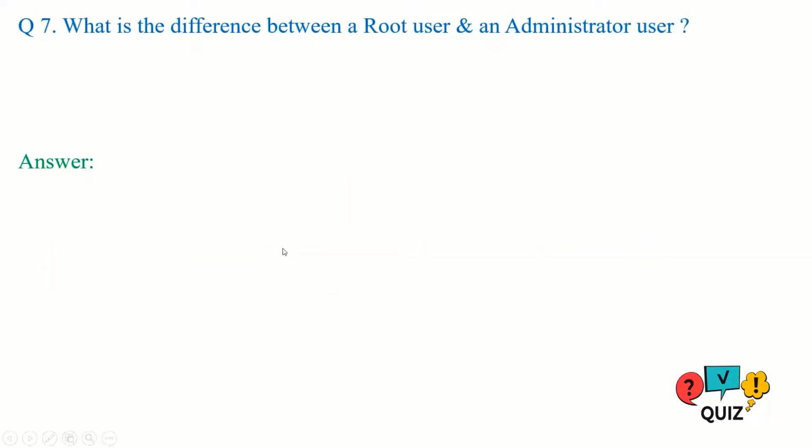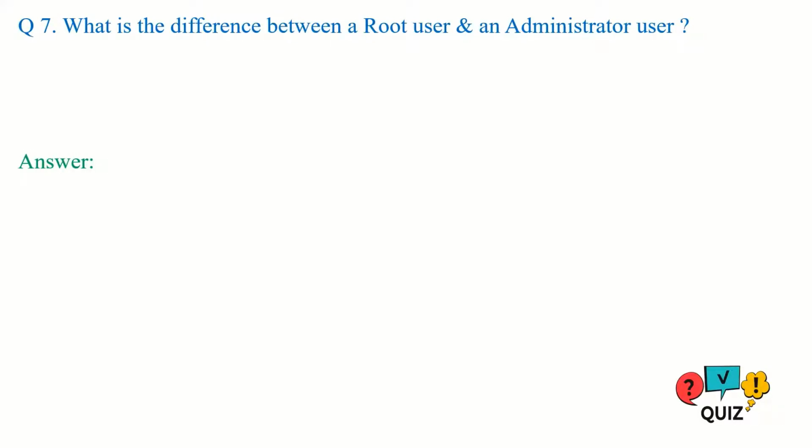So what is the difference between a root user and an administrator user? We just checked upon a root user. Yeah, root user is like the entire AWS administrator, and administrator is restricted to the role only, role administrator, not the entire AWS administrator. Correct.